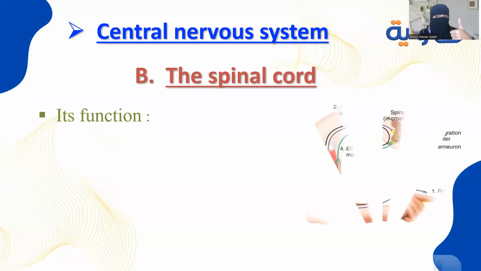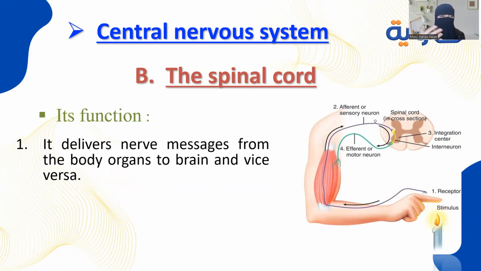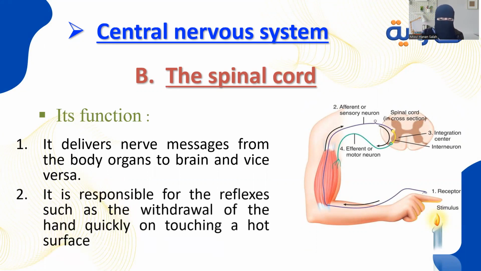What about the importance of a spinal cord? The spinal cord controls, number one, the reflex action. Number two, it also works like delivery. It can deliver the message from the brain to all the body parts and from the body parts to the brain. So it works like delivery and controls the reflex action.